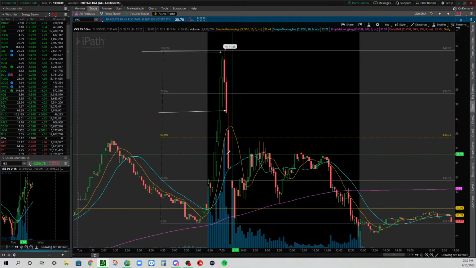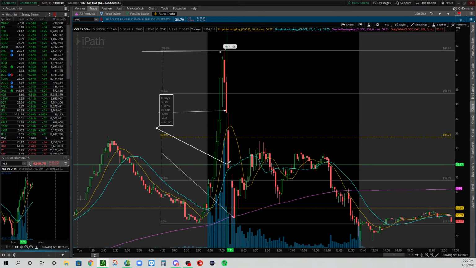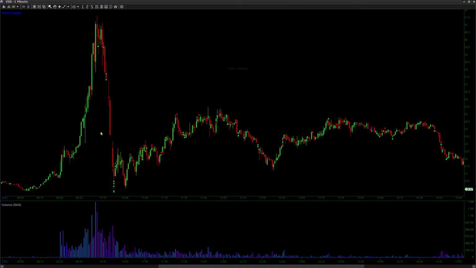So I got stuck on two halts. One and then two, right? And that was a terrible day. The good thing is I only had about a starter position. I doubled up and then I doubled up again right here, which you can see on this chart right here. So I tried to buy the dip, right?